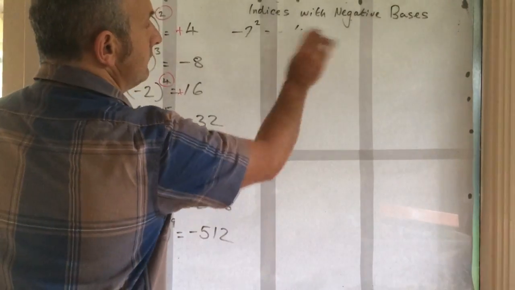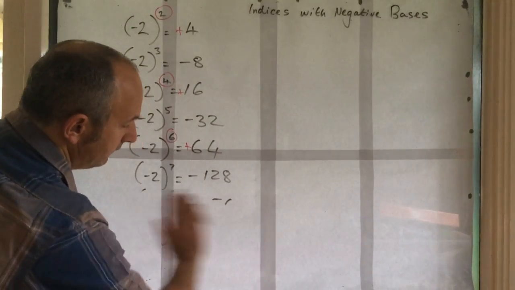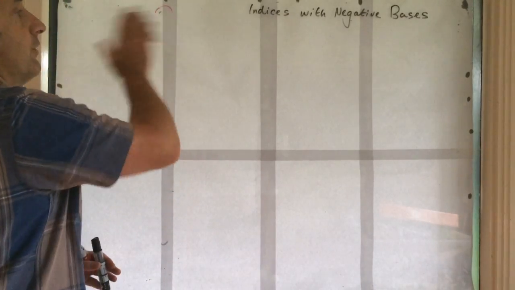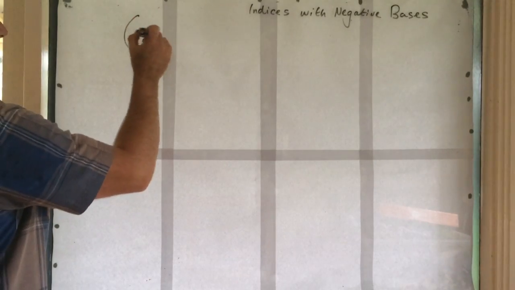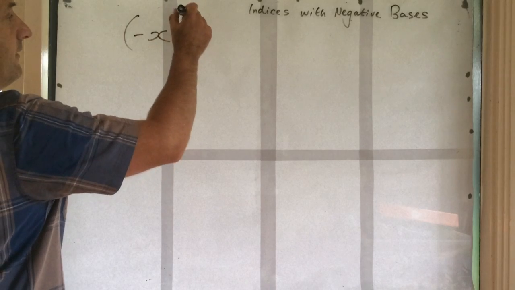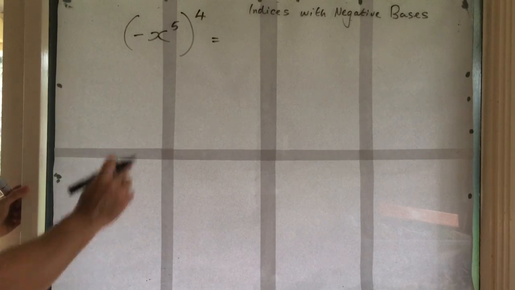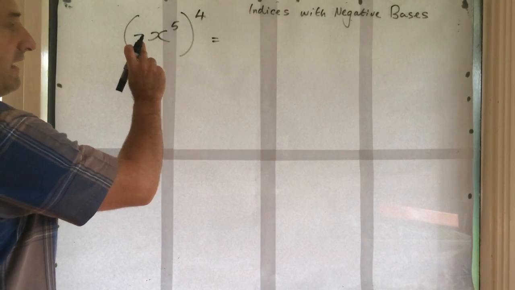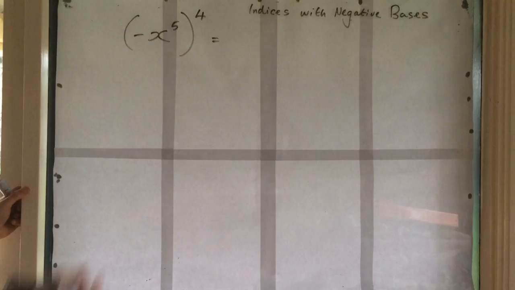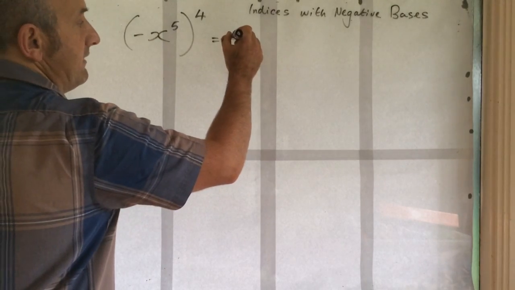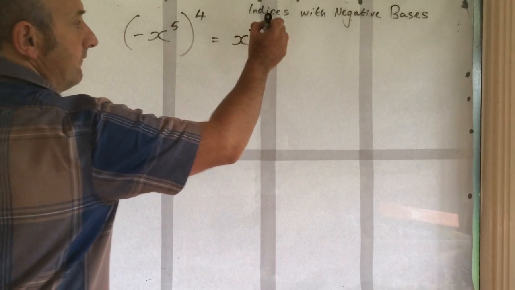Now, what are we thinking about? What can we do with this? Well, say for example I've got a question like this. If I go negative x to the 5, all to the 4, this means I've got negative times a negative times a negative times a negative. So my answer is going to be positive x to the 20.